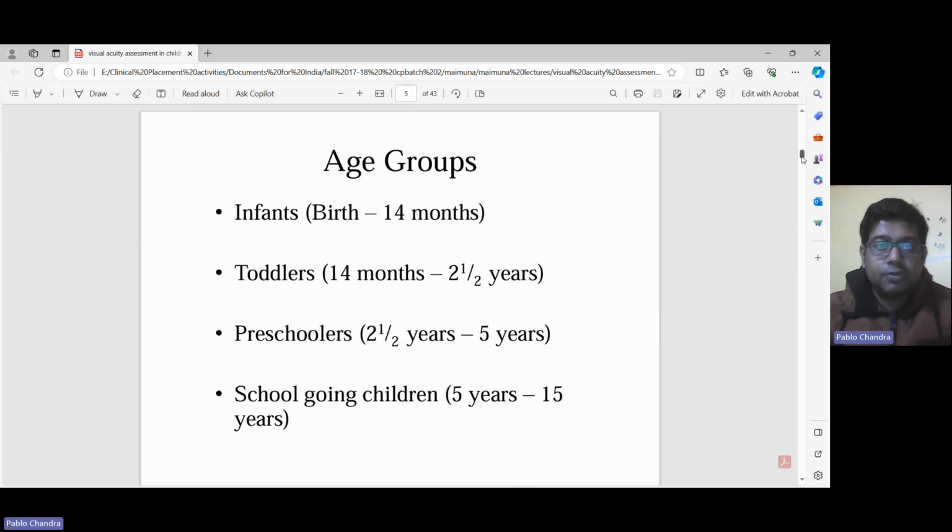Now the age groups in which we do this visual acuity testing. Before going to visual acuity assessment for pediatrics, we should know the age groups into which we can divide children. Infants are normally birth to 14 months. Toddlers are 14 months to 2.5 years. Preschool is 2.5 years to 5 years. School going children are 5 years to 15 years.